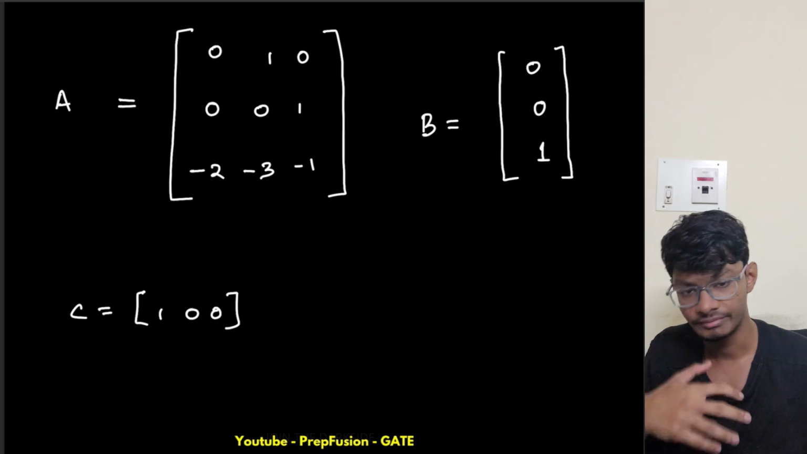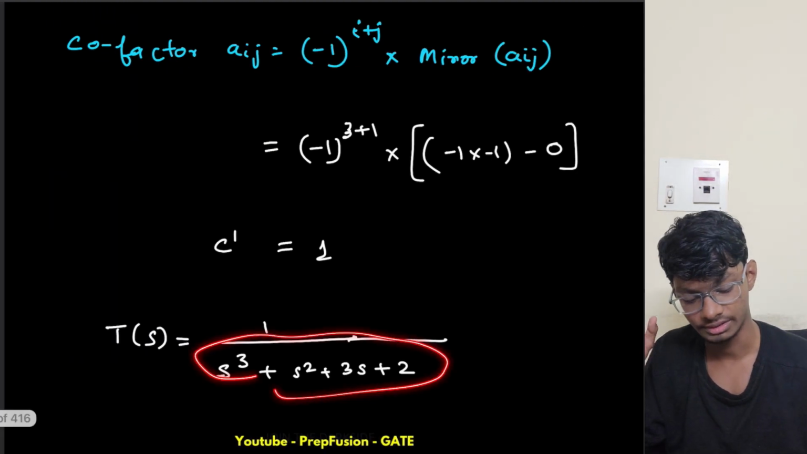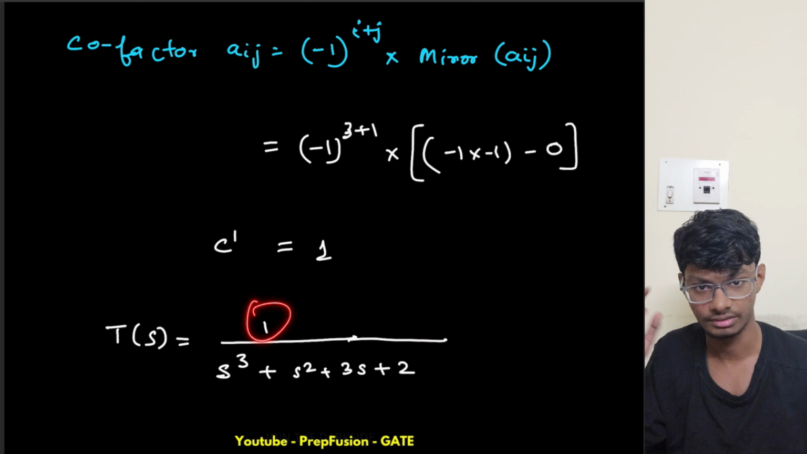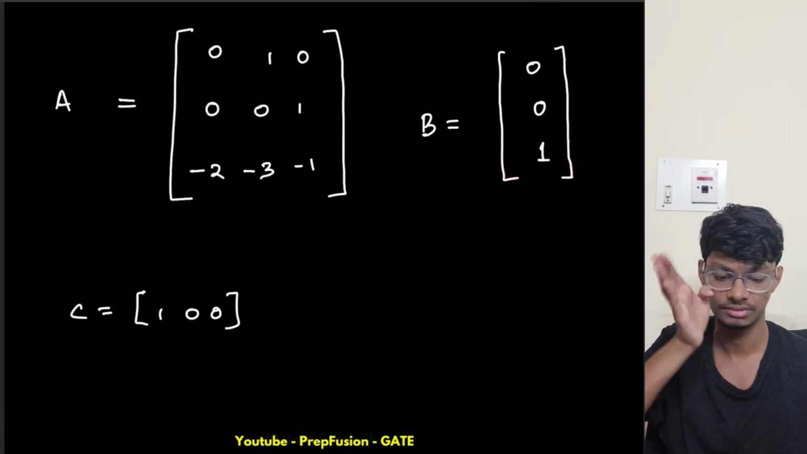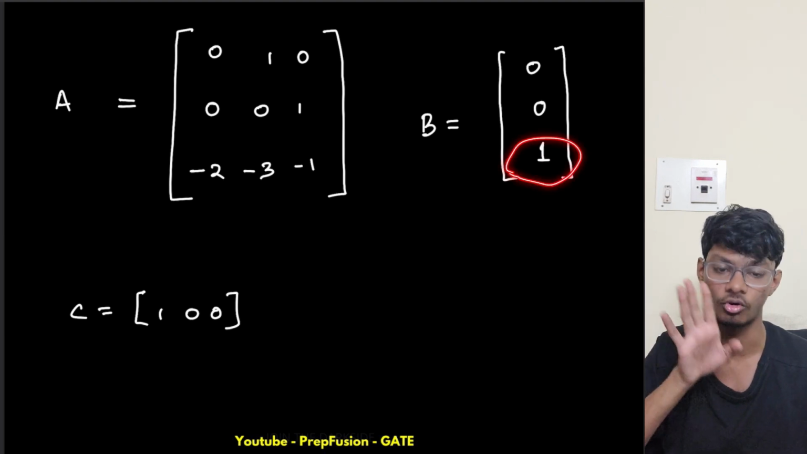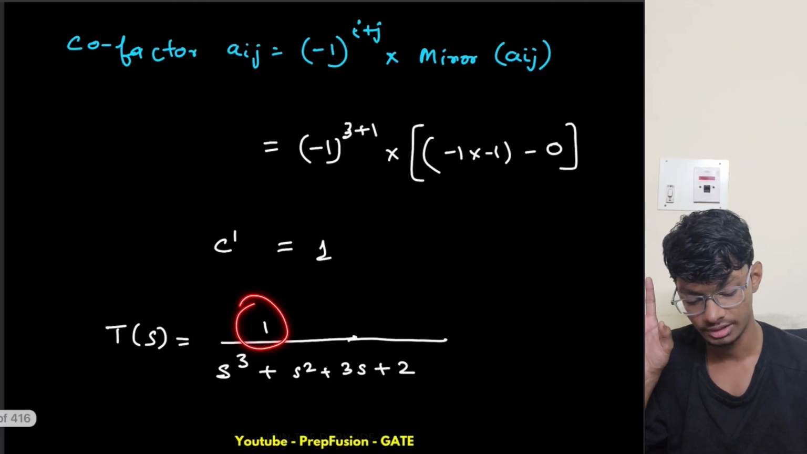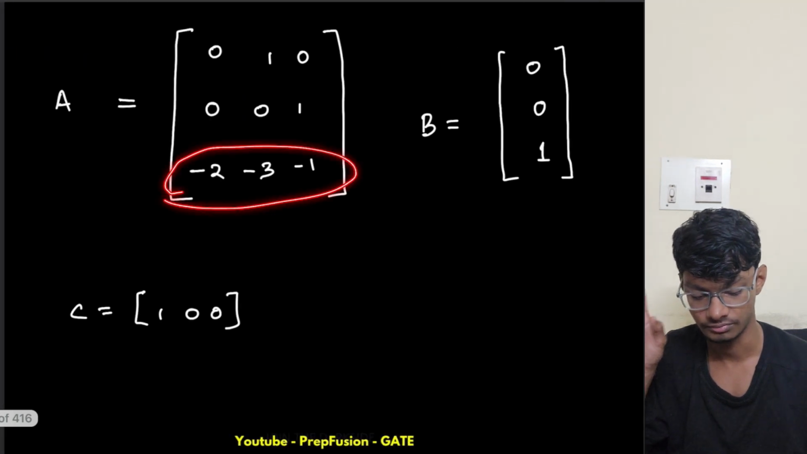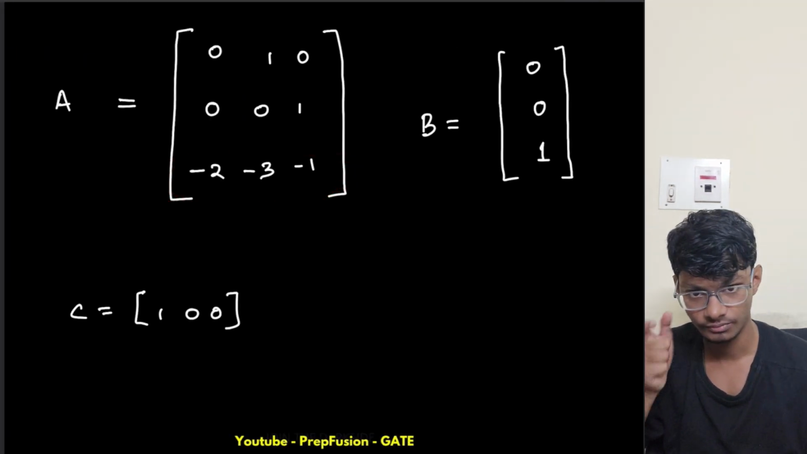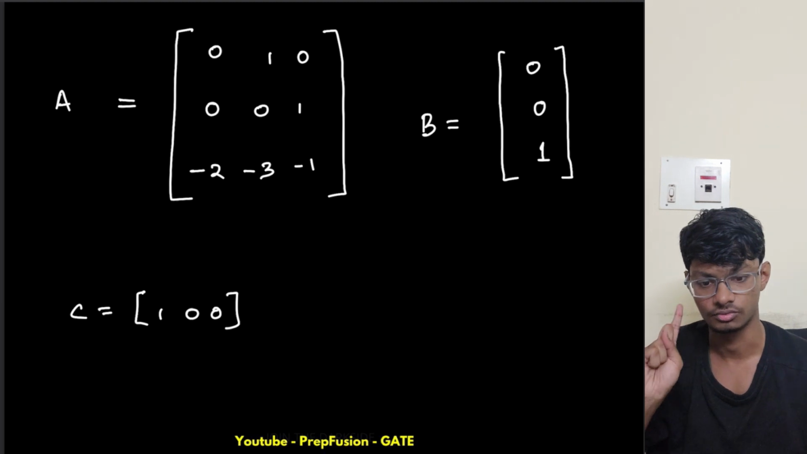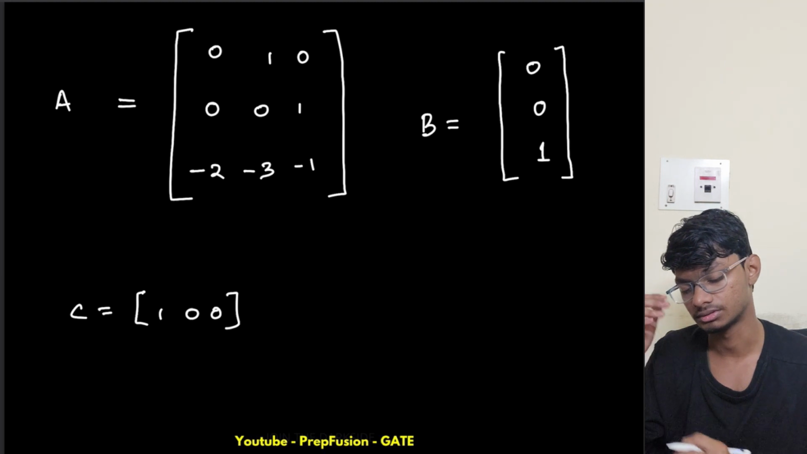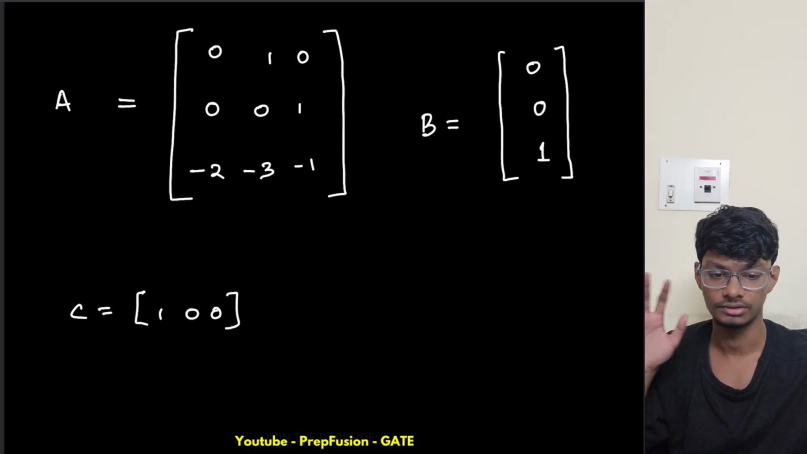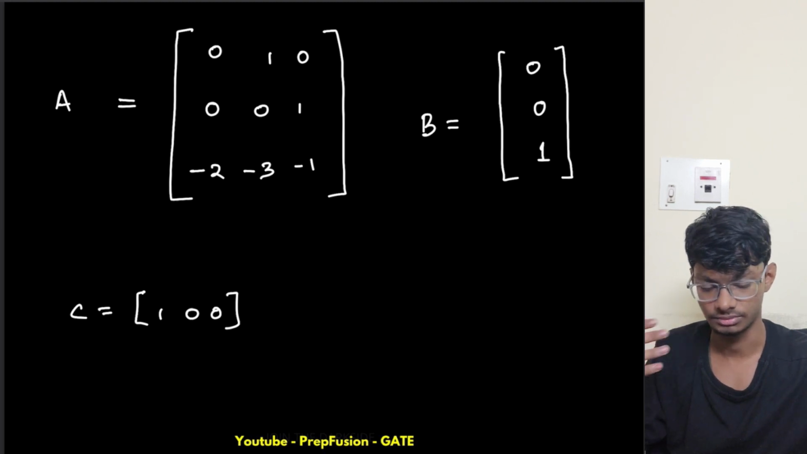So if ABC are in this format, this is just a shortcut, and for the transfer function, the numerator will be according to B. Why? Because this is getting multiplied with U, right? The last row of B will be my numerator, and the denominator will be from this, right? So this is just a shortcut to solve this question. This was method 2. Method 3 is the shortcut for finding the inverse, not the determinant. That we'll do in some other example, right?